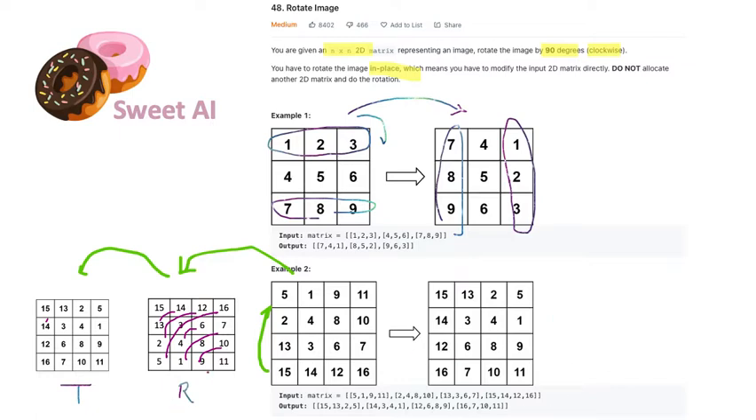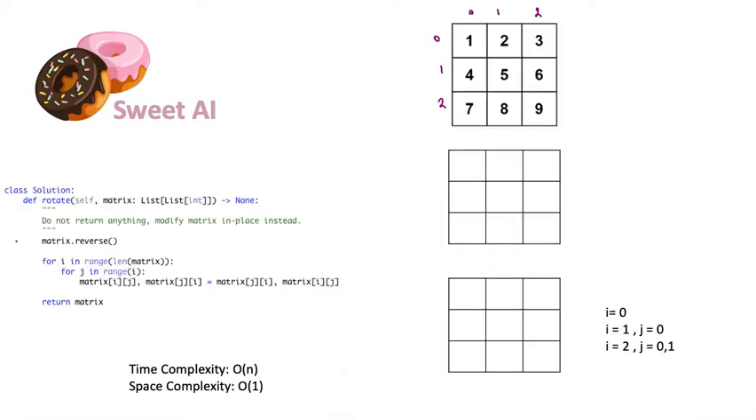So what should we do? We should reverse the matrix, then transpose the matrix. Let's see how we can do that in code. For doing the reverse, we can use the dot reverse function from Python. You can also use a while loop and switch the rows.